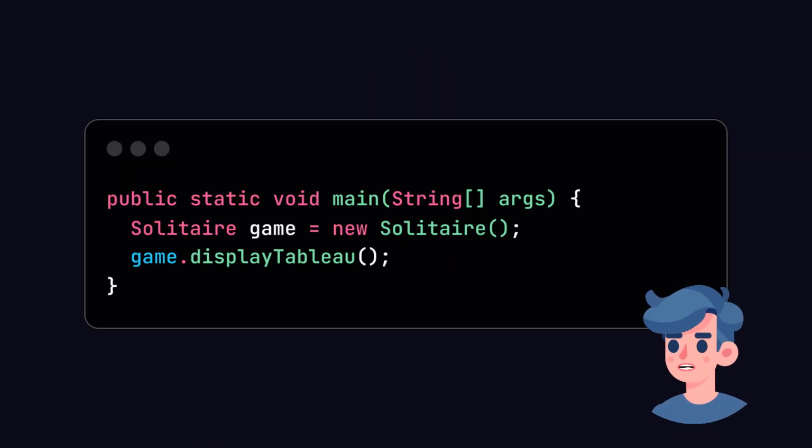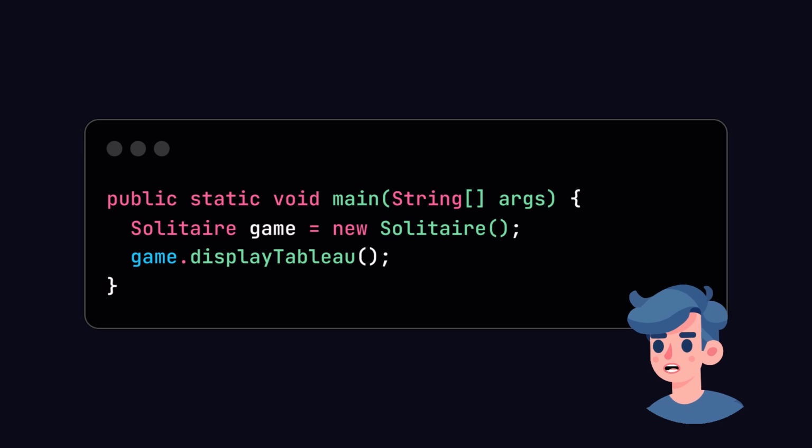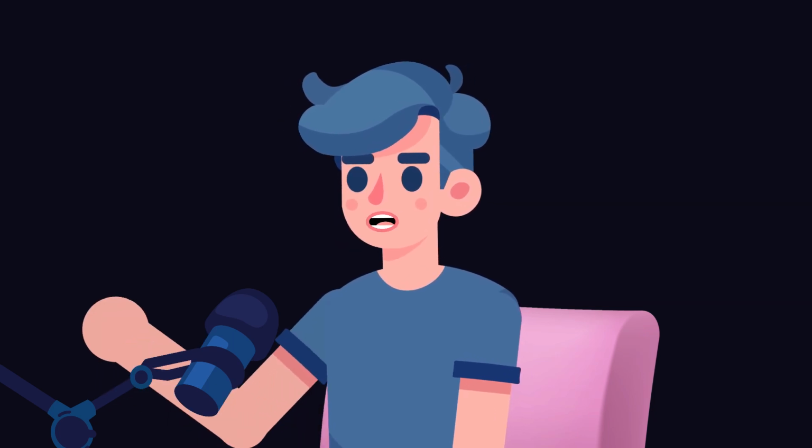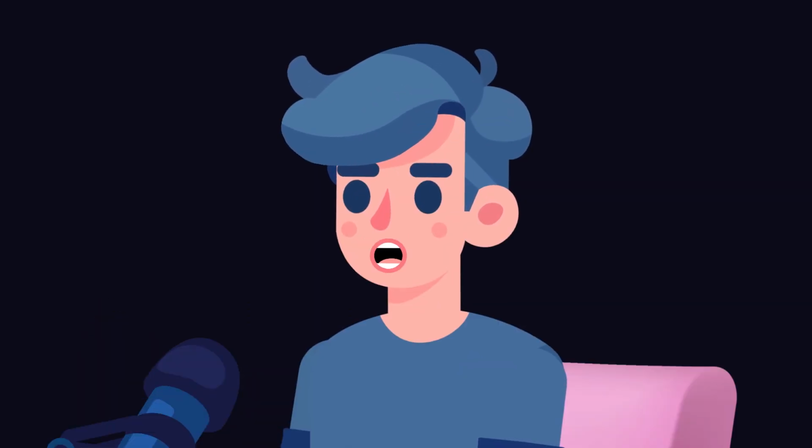Now let's create a simple main method to start our game. We will set it up in Solitaire.java within the main method and create an instance of our Solitaire class. Now we can run our program. When you execute it, you should see the Tableau piles printed to the console. This means our cards are being dealt correctly.